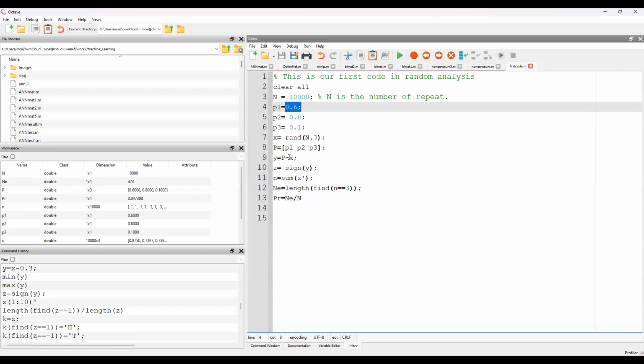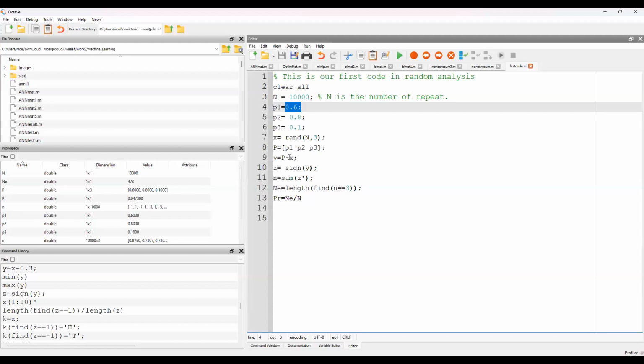If x equals 0, then it will be 0.6. If x equals 0.1, it will be 0.5. If x equals 0.2, it will be 0.4, up to x equals 0.6, where 0.6 minus 0.6 will be 0. And if x equals 0.7, 0.6 minus 0.7 equals minus 0.1.